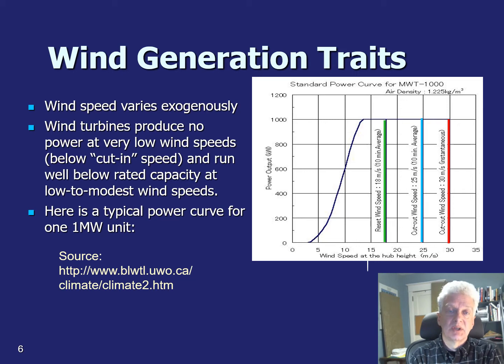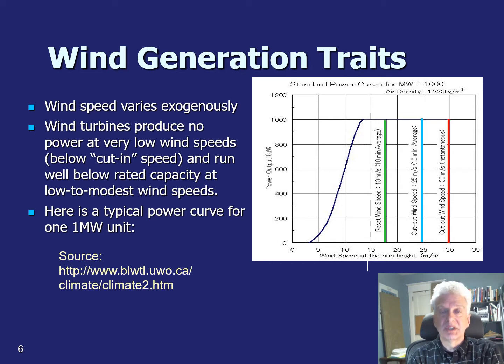There's an additional limit that for safety reasons, the units are all designed to have some speed at which the system will stop the blades from producing power because there's just too much torque, and different methods for managing that, which we'll talk about in a few minutes. So for this model, it would cut out at 25 meters per second on a 10-minute average.